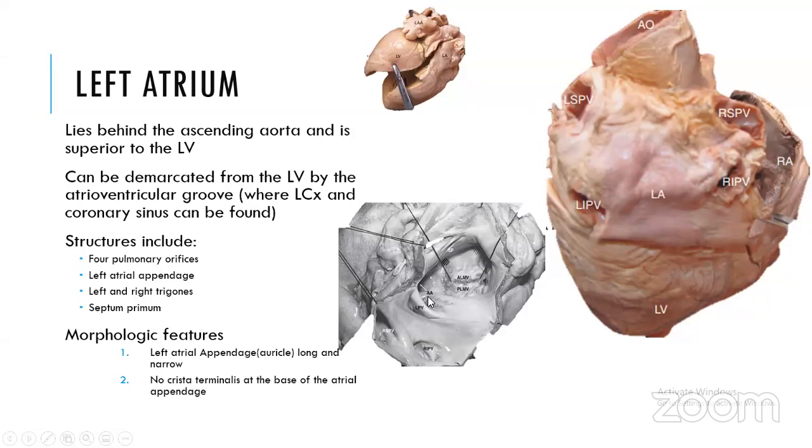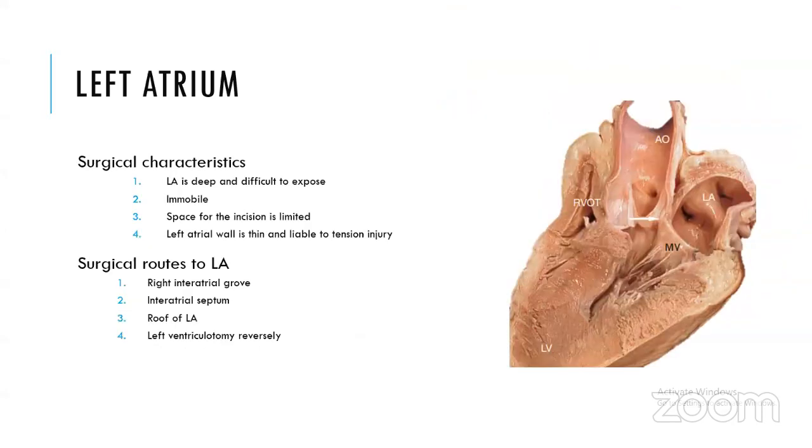So the morphological feature for the left atrium is the left atrial appendage. It is long and narrow, and there is no crista terminalis. The only tuberculated or rough surface in the left atrium is the left atrial appendage, and there is no termination to the smooth surface. There is no crista terminalis.